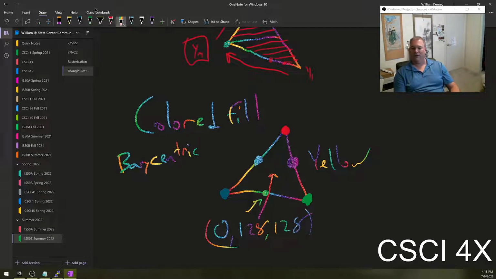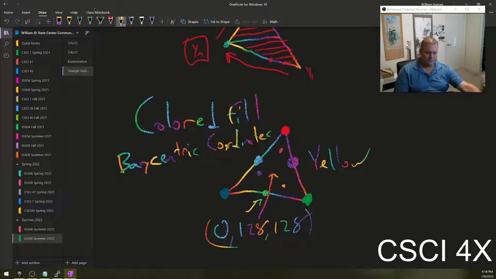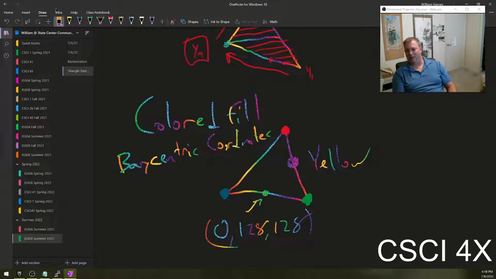All right, this is called barycentric coordinates, okay? These different spots on a triangle are in this weird coordinate system called barycentric coordinates, where basically you talk about the point on a triangle in terms of how close it is to the three vertices. So this point here is pretty close to the red, but pretty far from the blue and pretty far from the green, right? That makes sense?